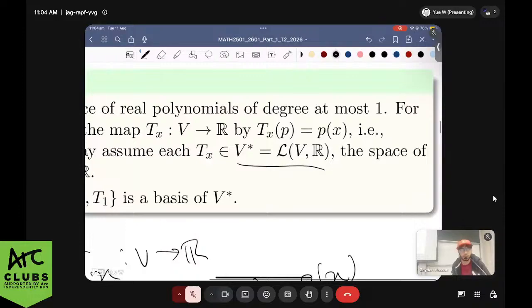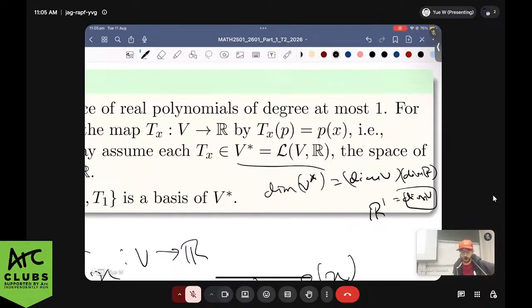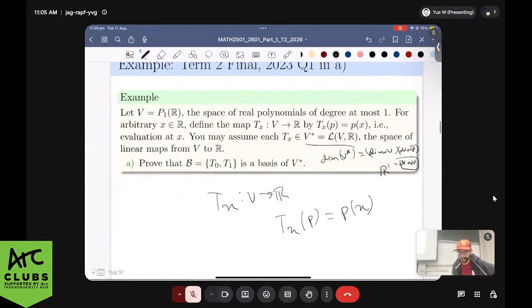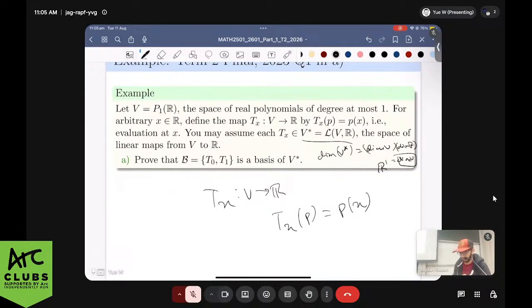And by the way, what's the dimension of V star? Well, if you remember, the dimension of the set of all linear maps from something to something is the dimension of V times the dimension of R. Dimension of R might seem a bit weird, but technically this is like R^1. Just like you have R^2, this is R^1, and the dimension of R^1 would be 1. So this is actually the same dimension as V. It turns out they're actually isomorphic. By the way, if V is P1 of R, then the dimension of V is 2. This is pretty important to note.